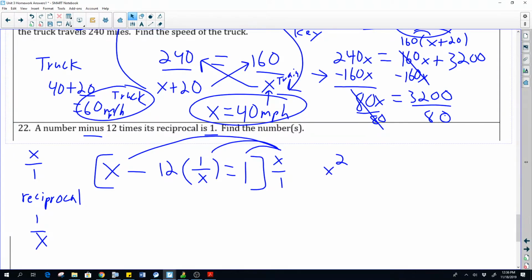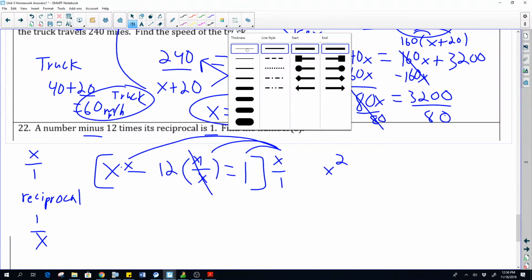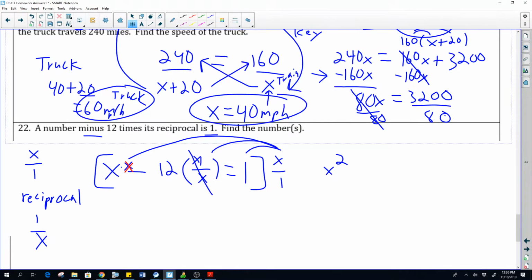Okay, so x times x is x squared. When we multiply the x here, those x's are going to cancel, which is what we wanted. We're going to multiply x here and here and here, all the way through. So x times x is x squared, and those x's cancel, so we just have a minus 12. And then we have the equals 1 times x, which is just x. We're going to subtract that x over to the left side and set equal to 0. So now we go ahead and solve for x.